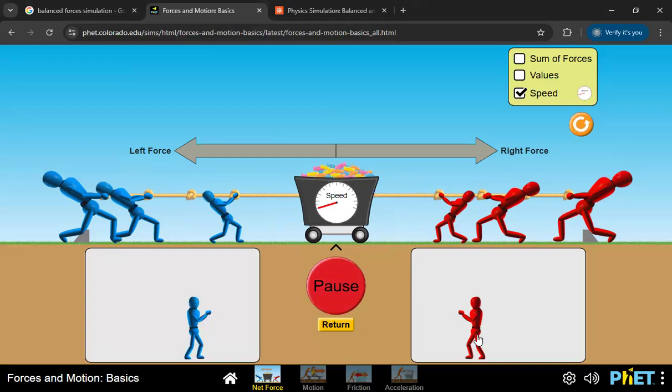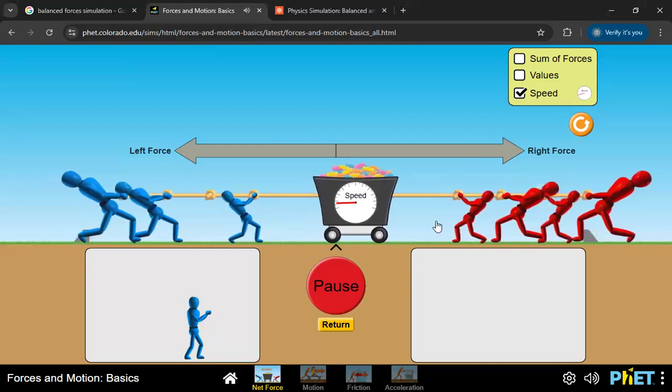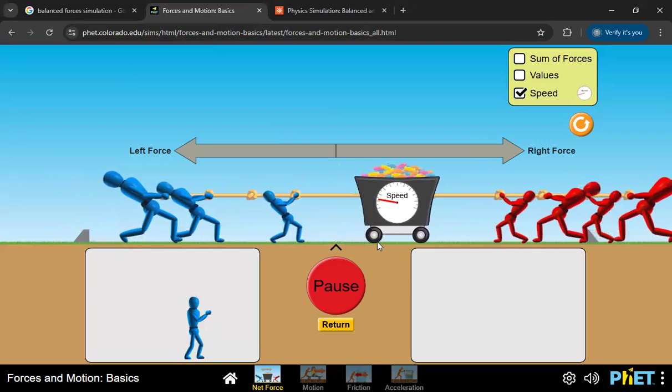Now, if I increase the force from the right side, what is going to happen? The trolley will move to the right side. Now see, unbalanced force is acting. That's why the speed is also increasing.